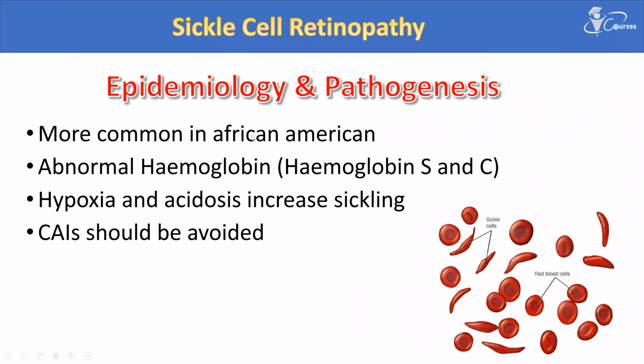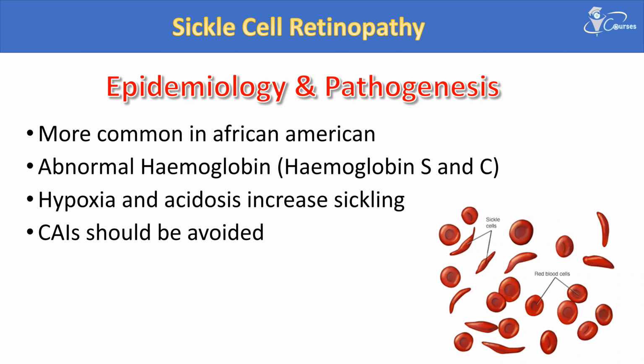This is the third disease where we talk about African Americans. And it will show abnormal hemoglobin, hemoglobin C or hemoglobin S. This sickling will result in more instances of vaso-occlusive crisis. So this abnormal hemoglobin will accumulate over each other, leading to occlusion of the blood vessel.